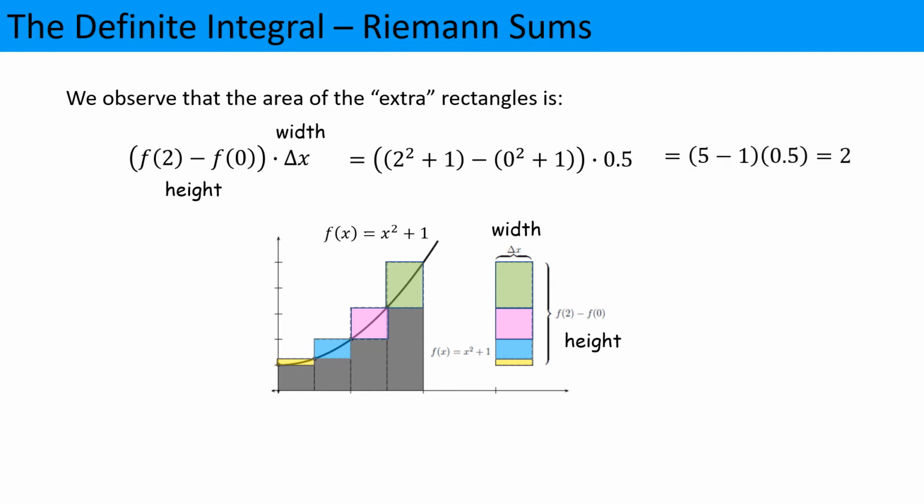And that ends up being 5 minus 1, which is 4, times 0.5, or 2. So we have an error bound of 2 square units. Generally, this would be f of b minus f of a times delta x. That is the height of the total possible error times the width of the rectangle.